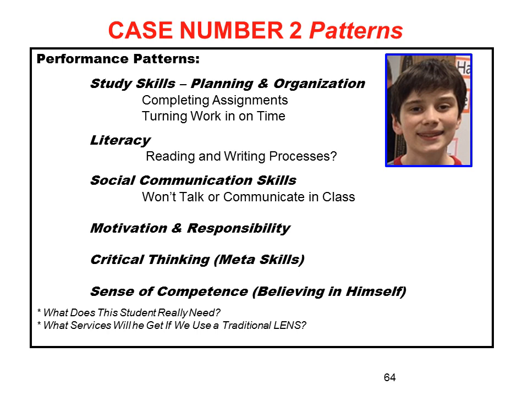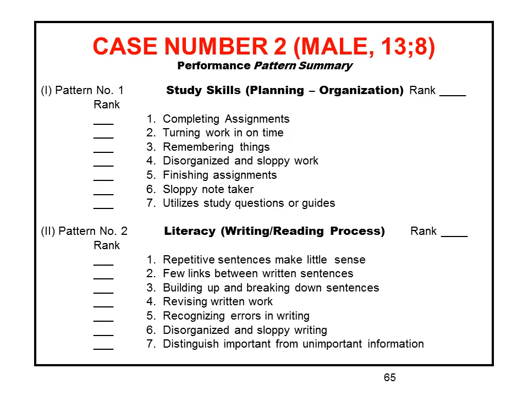So here's what he comes down to. This is what Dan comes down to. He comes down to problems with study skills, literacy, social communication, motivation and response, critical thinking, sense of competence. But watch what happens. We put this together. Just look at this. We met with all the middle school teachers. After we did the interviewing, we put all this together. Here is what we came up with, Jack.